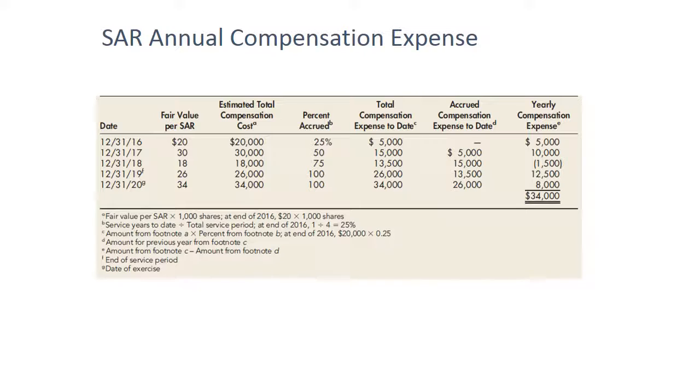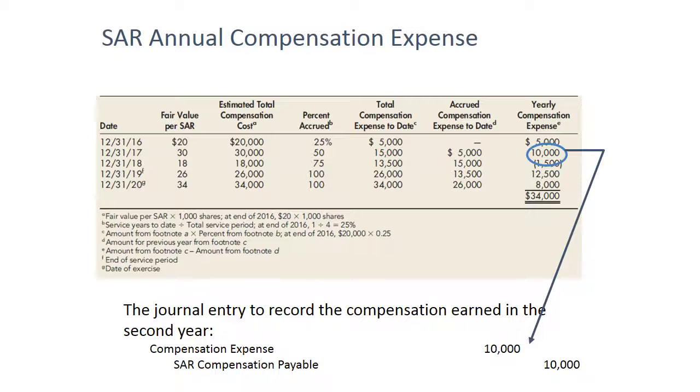On 12/31 of 2020, the date of exercise, the fair value of the SAR is $34,000. Remember, we're recognizing compensation expense until the exercise date, so 100% should be recognized by the exercise date, or $34,000. You've already recognized $26,000, so an additional $8,000 should be recognized in 2020. So there's our journal entries. Debit compensation expense, credit stock appreciation right compensation payable.